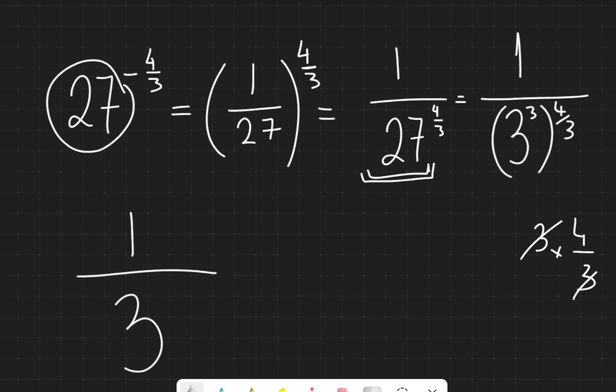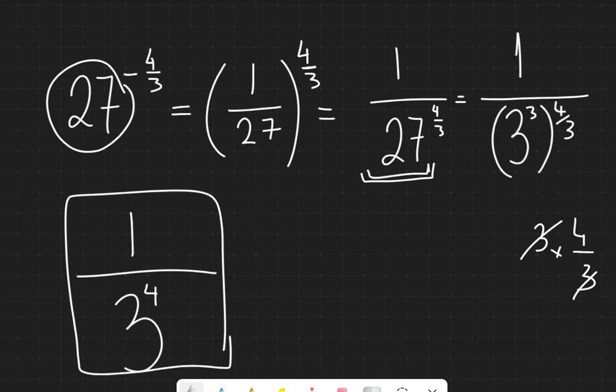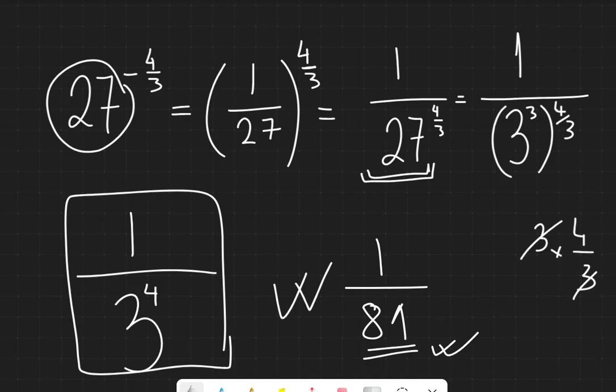3 and 3 goes away, so it's 3 to the power of 4. The final answer will be 1 over 3 to the power of 4. You can then evaluate the value and you can say 1 over 3 to the power of 4 is 81. And that is the final answer to this question.